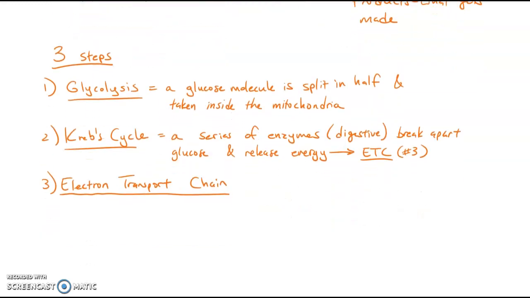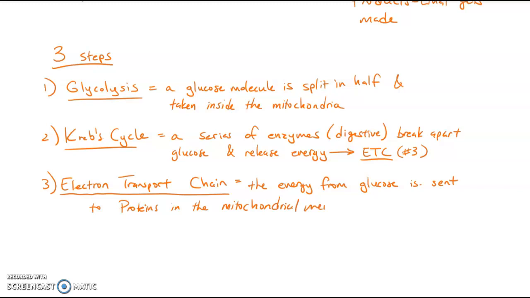So there's a bunch of proteins in the mitochondria, okay? So the energy from glucose that was released in the Krebs cycle is sent to proteins in the mitochondrial membrane, okay? These are actually embedded in the membrane of the mitochondria. And an important one you guys should know is ATP synthase.